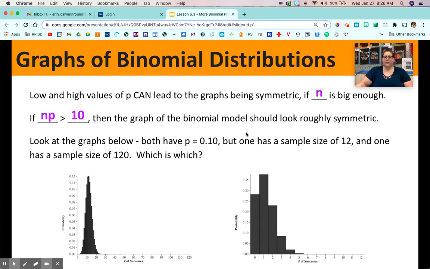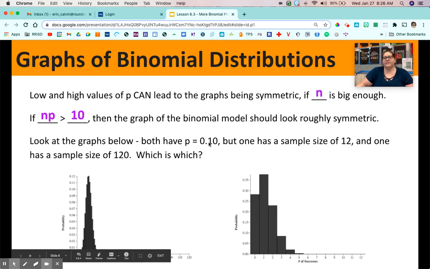So 12 times 0.10 is 1.2, sorry. 1.2 is definitely not bigger than 10. So that one would not have a symmetric graph, which means our old rule applies. This is a small p-value. It should be skewed to the right, and it should have the tallest bar pretty close to the lower end of successes because the p-value is so small. So that's probably going to be this one on the right.